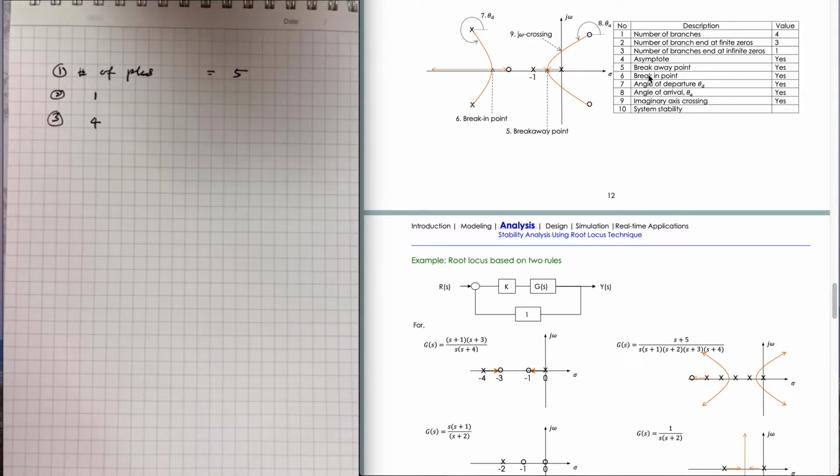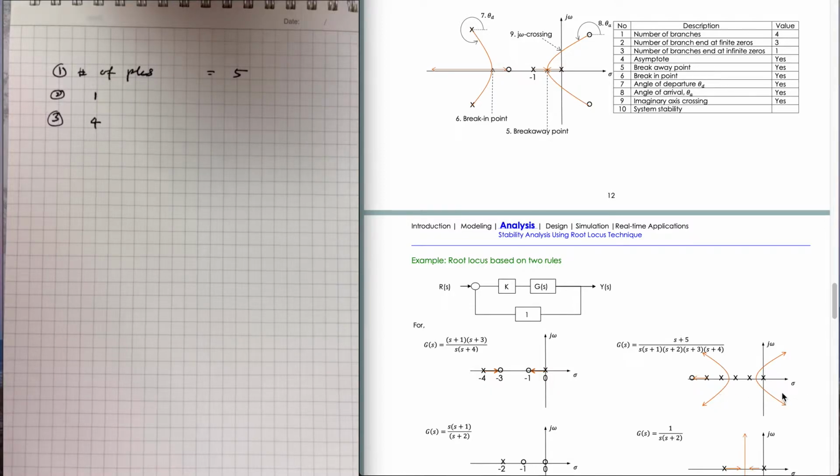We only have a break-in point when our poles are complex. If our poles are complex and we have a zero along this line, then we have to break into the real axis like this one. We have real poles, complex poles here, and then a zero, so we have a break-in point here. In this case, we have a breakaway point only.